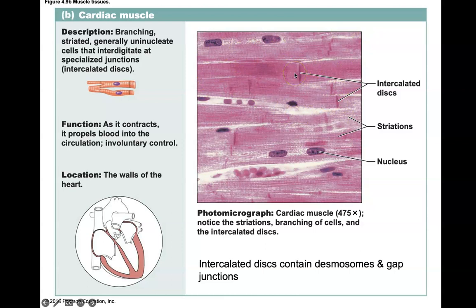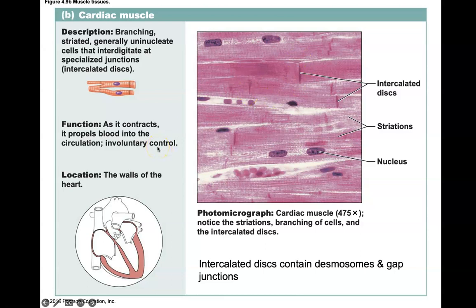Okay, and those intercalated discs are going to contain desmosomes. Remember those junctions, desmosomes, that are really going to help hold those cells together, and they have the kind of guy wires inside to help resist tearing when those cells contract. And then they also are going to have gap junctions. So gap junctions are those little channels that go from one cell to the next, and that is going to allow cardiac muscle cells all to contract together. So those intercalated discs are very important, and they're the easiest way to identify cardiac muscle tissue from other muscle tissue. Look for those intercalated discs, okay?